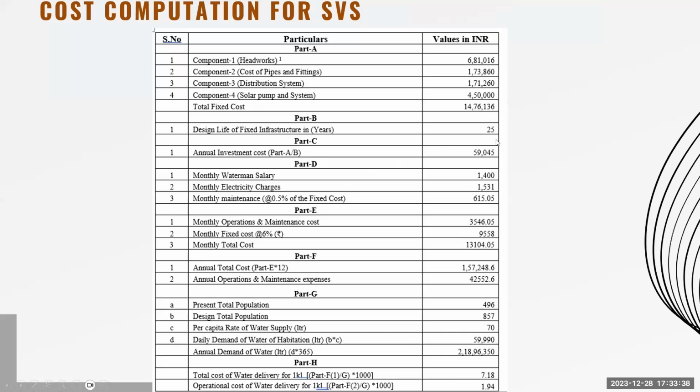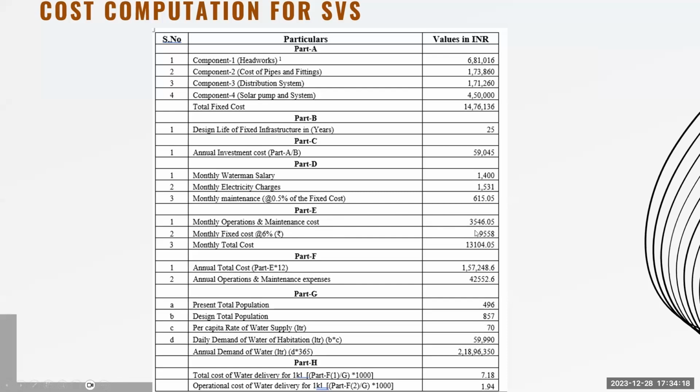Design life is again 25 years, and annual investment cost is 59,000. Just dividing this by the 25 is what the annual investment cost. Then the operational cost is monthly waterman salary, 1,400. There are only 103 households, and therefore it is sort of a part-time employment for the waterman. Monthly electricity charge is 1,531, and monthly maintenance, if you look at 0.5% of the fixed cost, it's around 615 rupees.